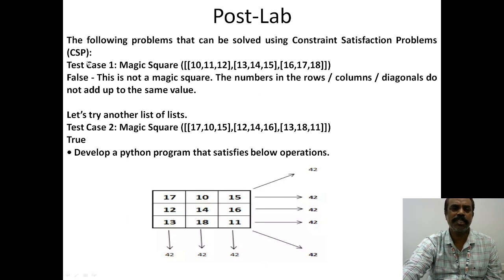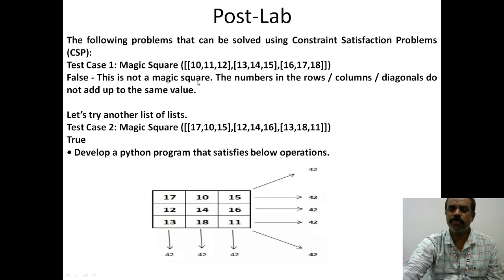So consider the first test case. What are the inputs? 10, 11, 12, that's the first row. The second row is 13, 14, 15, and the third row is 16, 17, 18. If you consider the totals, the numbers in the rows or the columns do not add up to the same value. 10 plus 11 is 21, plus 12 is 33. So the sum of the elements in the first row is 33, whereas the second row is 27 plus 15, 42. So these two sums are not equal. You need not go for the next one.